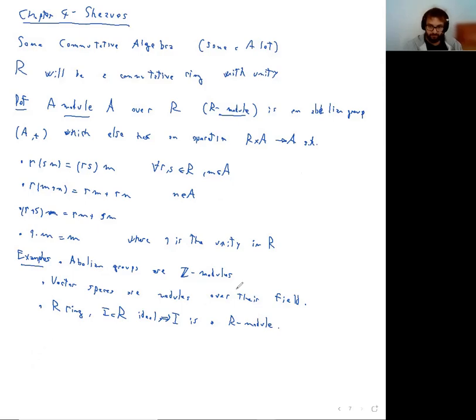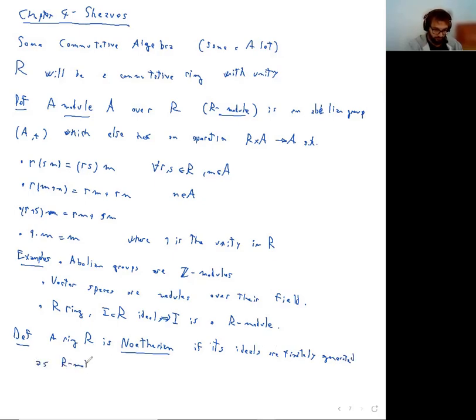And the definition is that a ring R is Noetherian if its ideals are finitely generated as R modules. Okay, I didn't tell you what finitely generated means though. So maybe let me tell you what finitely generated means.